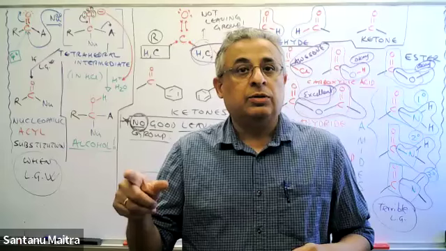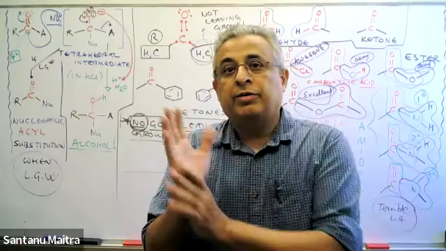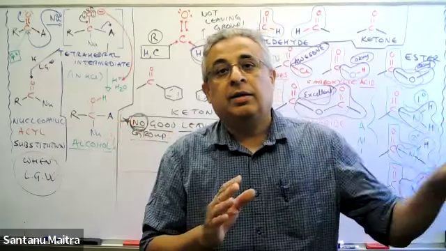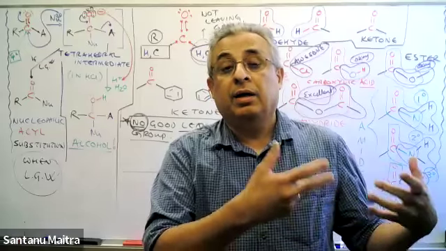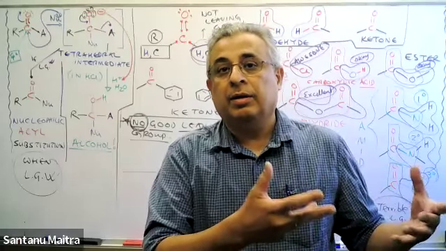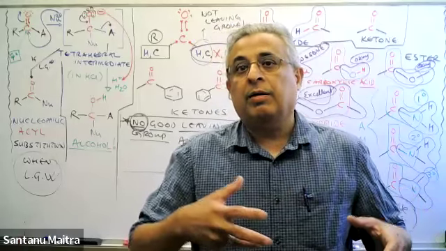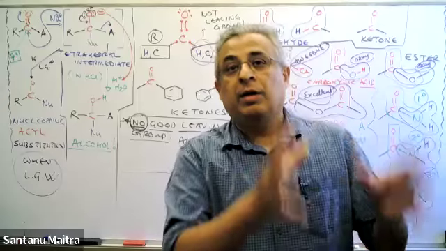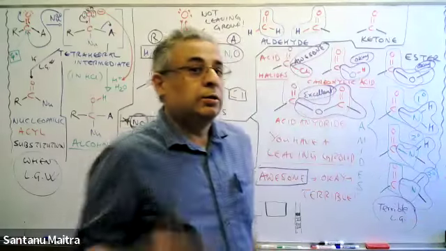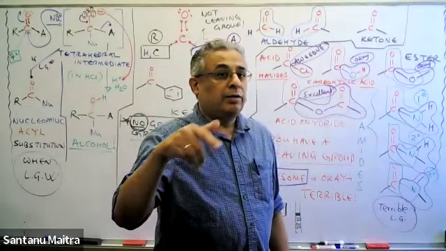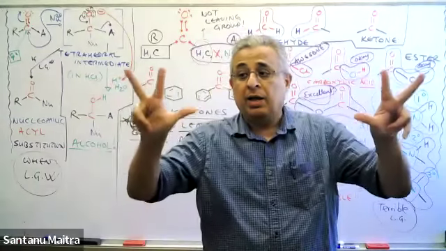aldehydes, ketones, and then you have carbon or hydrogen on one side and groups on the other side that makes them qualify as a leaving group. They can be kicked out from one of the carbonyl ends. Okay, so they undergo different types of reactions depending upon what you have on the two sides of the carbonyl.